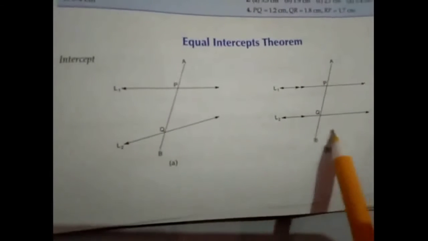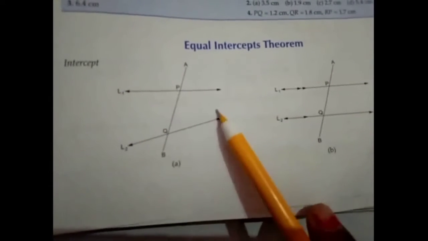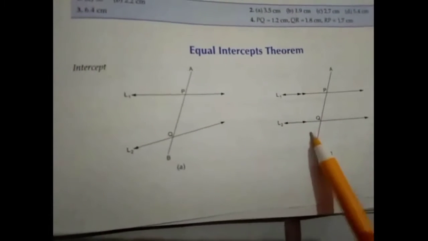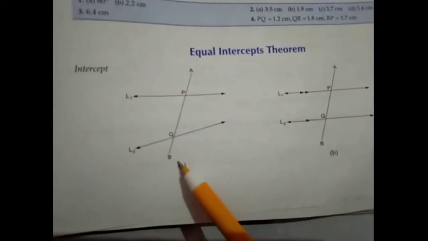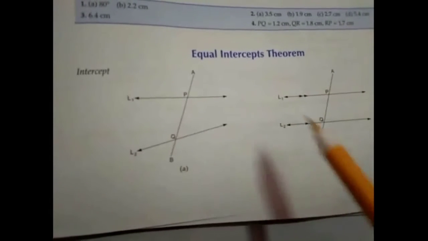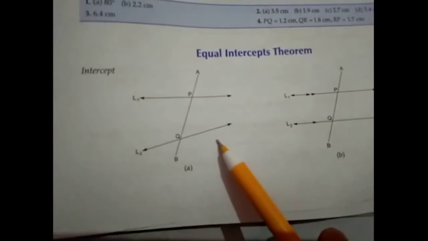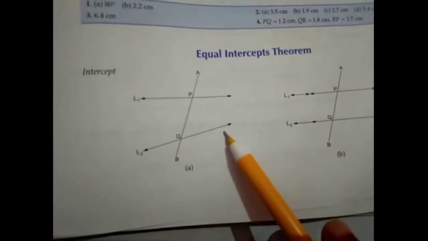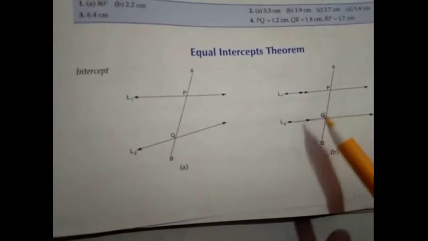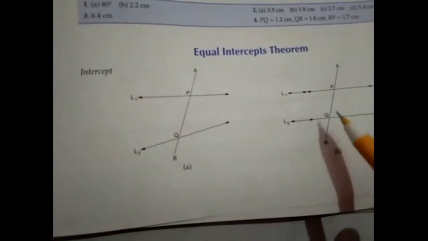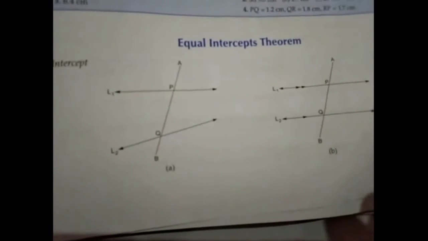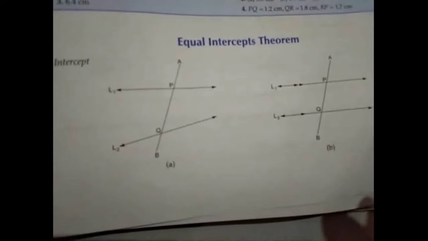But the difference between these two figures is that here L1 is not parallel to L2, and in this case L1 is parallel to L2. And this AB is a transversal on L1 and L2 here, and AB is also a transversal on L1 and L2. But when both the lines are not parallel to each other, it does not form an equal intercept. But when the lines are parallel to each other, they form an equal intercept. It means AP is equal to PQ. Clear? So in this video we study the equal intercept theorem.